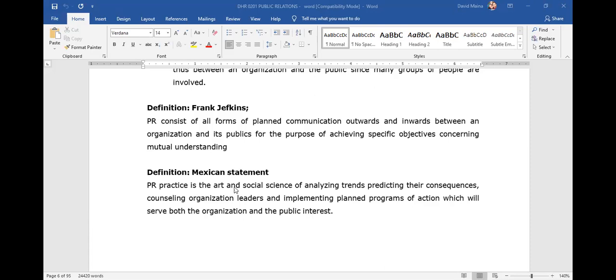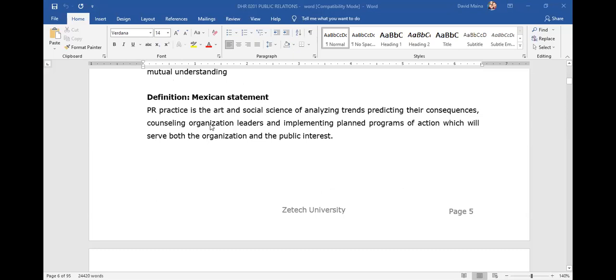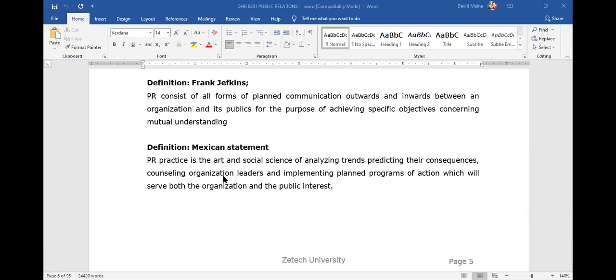I like this statement by the Mexican statement. I only look at two statements, by Frank Jeffkins and the Mexican statement, because the Mexican statement says it all. It tells us all, or it tells it all. So I'm going to look at the Mexican statement and Frank Jeffkins' definition. Every other definition borrows from the Mexican statement. So in the Mexican statement, they said that public relation consists.